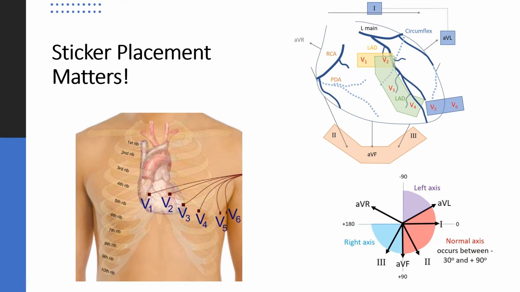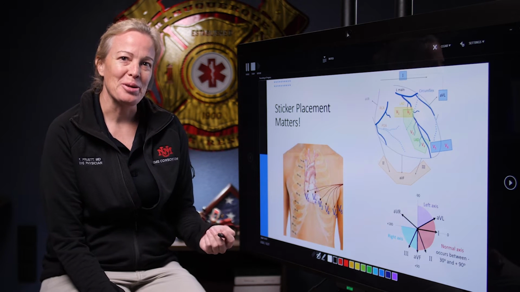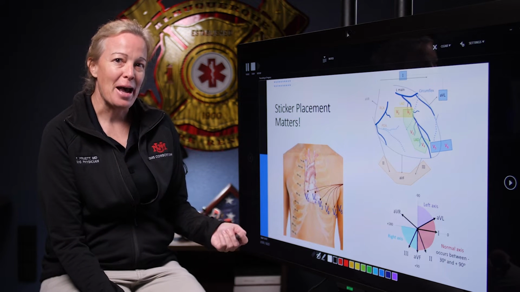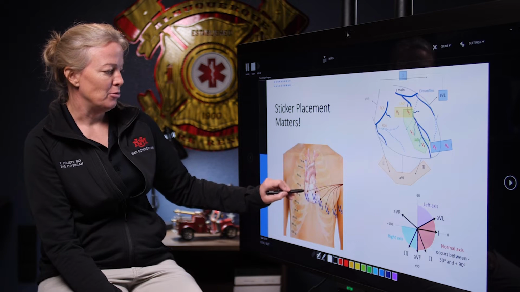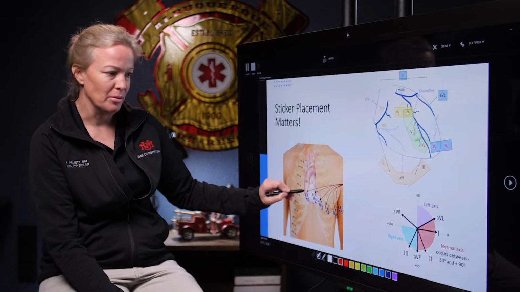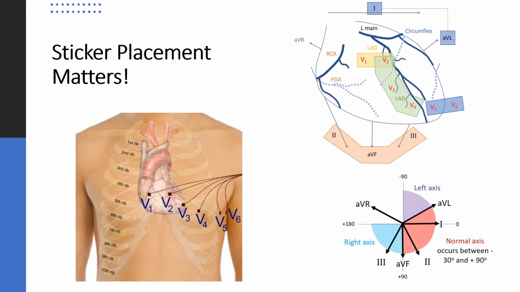And the reason they do is because they're all looking at different parts of the heart. So this is why where you put your stickers on your patient's chest really matters. When you're putting that first sticker on the chest, you want to go down to the fourth rib, just to the side of the sternum. That's V1, and then you go from there, V2, V3, V4, V5, V6.